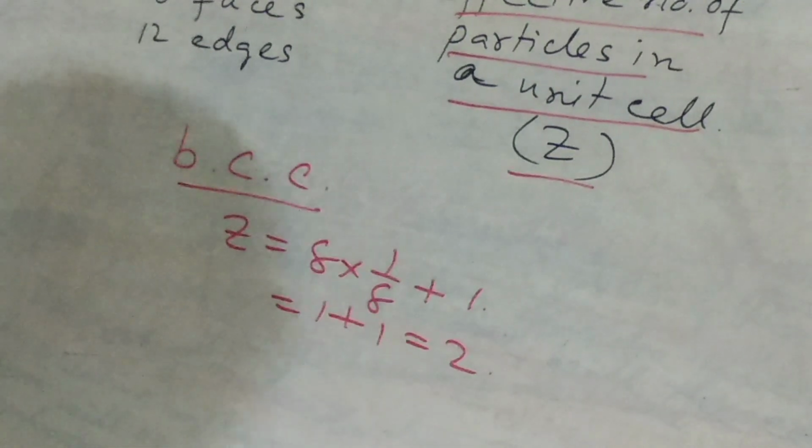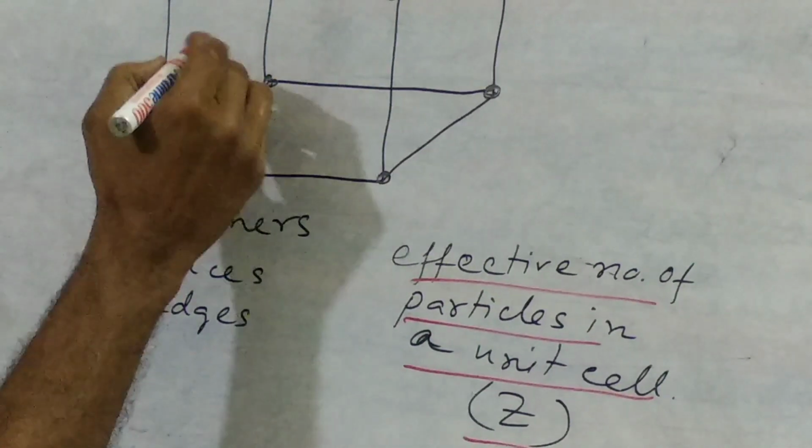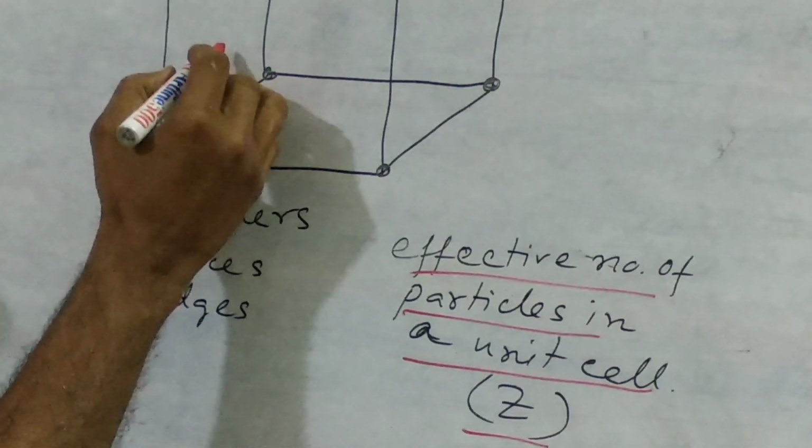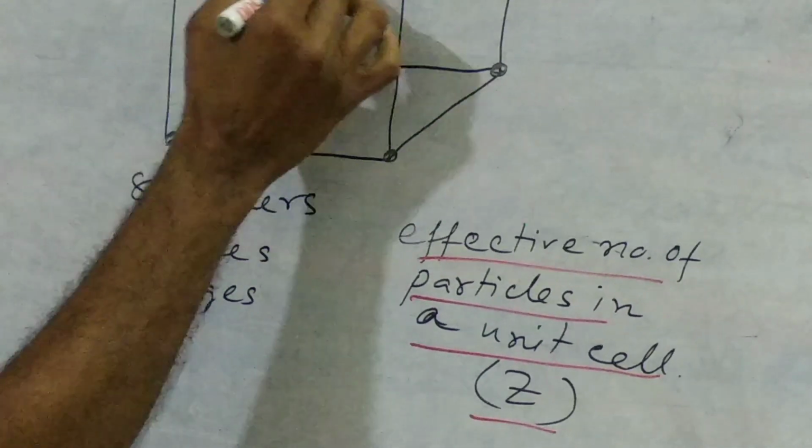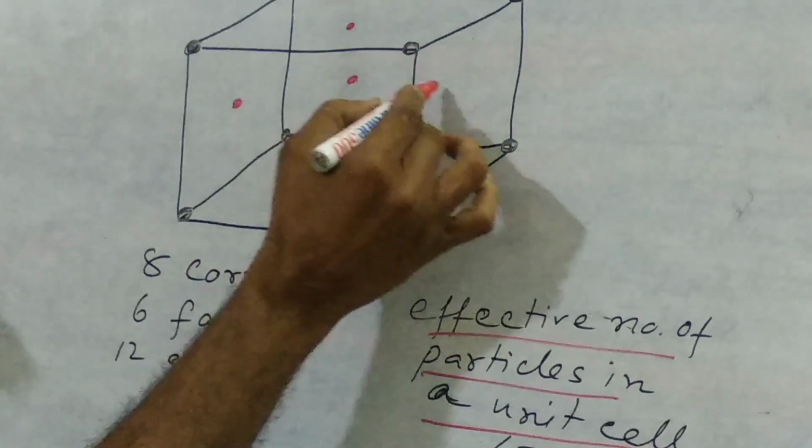Now, next, it is face-centered. In face-centered unit cell, you see, in addition to 8 particles at 8 corners, there are 6 particles at each face.